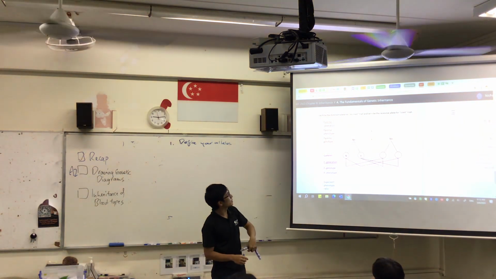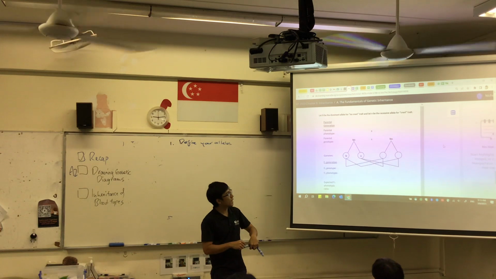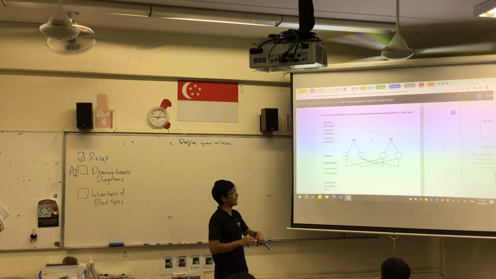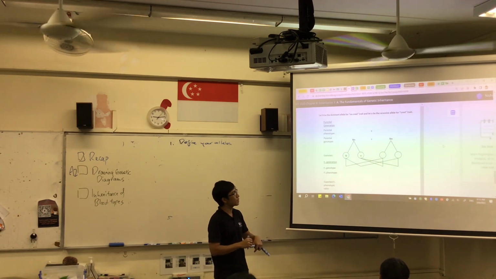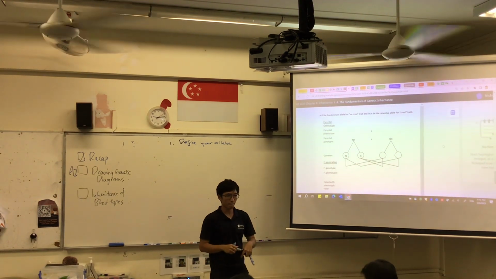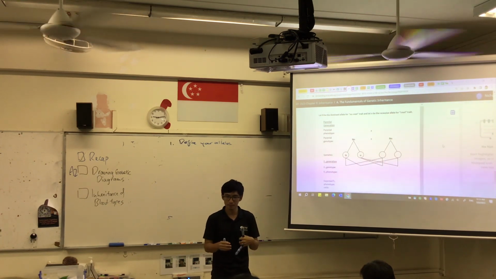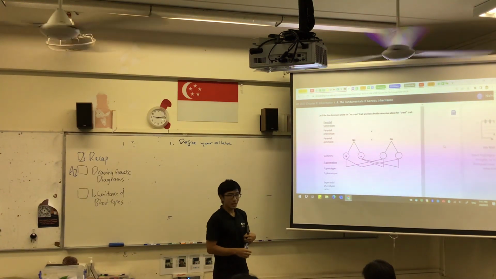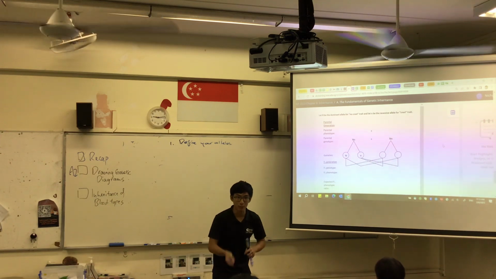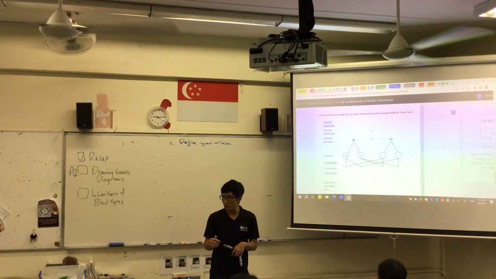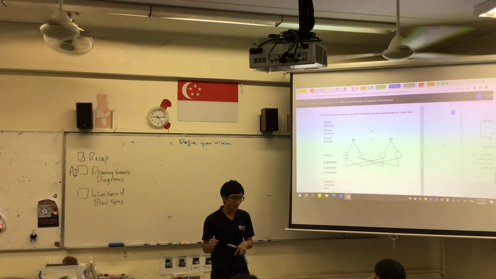Let's read the first sentence. Let n be the dominant allele for no crest, which is what Chen has already said. No crest is the dominant allele. And let small n be the recessive allele for crest trait. You observe the way we use alphabets. When it comes to the dominant allele, we use a capital alphabet. When it comes to the recessive allele, we use the lower caps alphabet. Observe that.